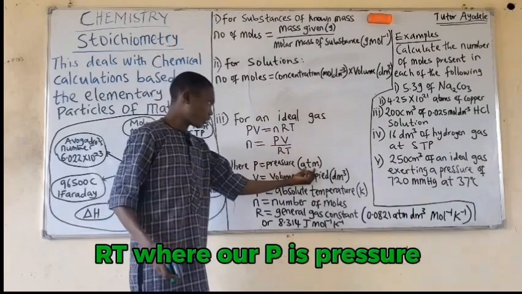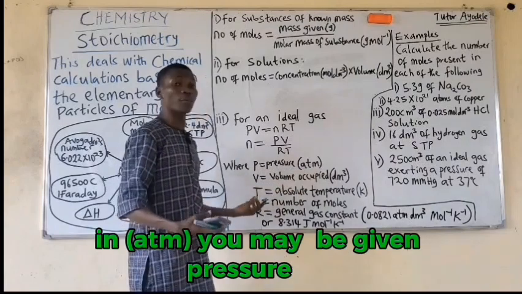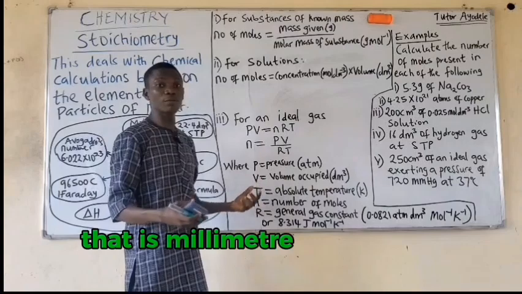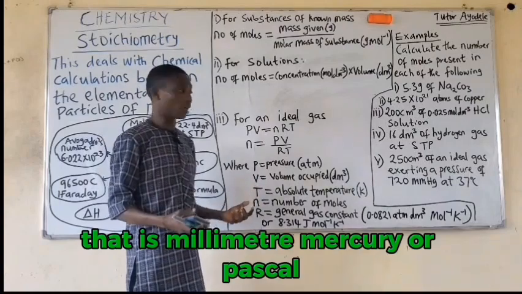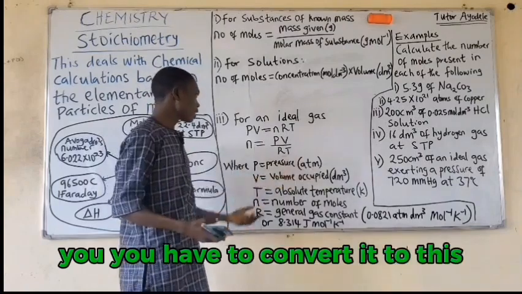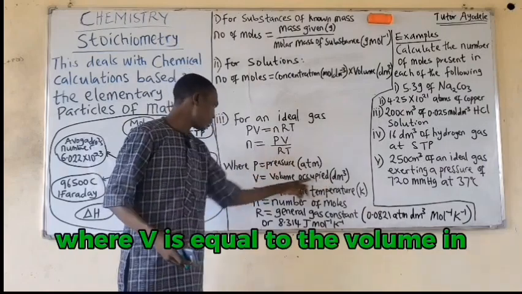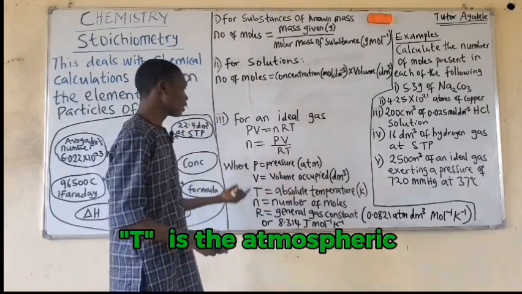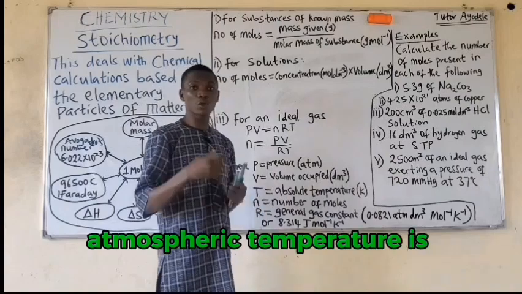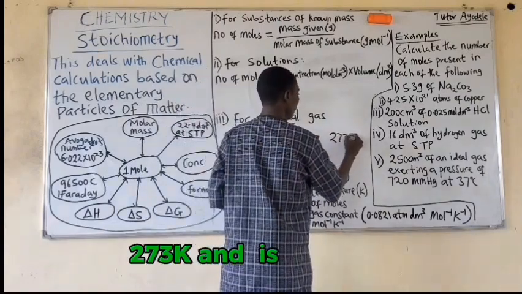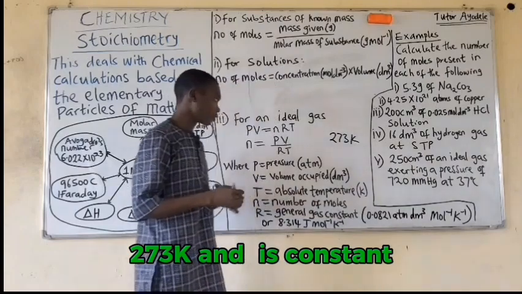Where P is pressure, in atm. You may be given pressure in mmHg, that is millimeter of mercury, or Pascal. You have to convert it to atm. The volume must be in dm cube, where V is the volume in dm cube. T is the atmospheric temperature, which is constant. That will be 273 Kelvin. It's constant.